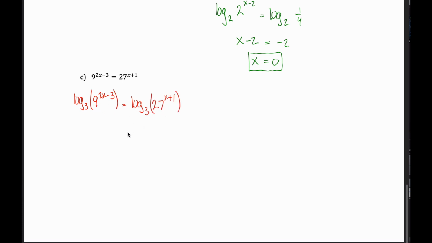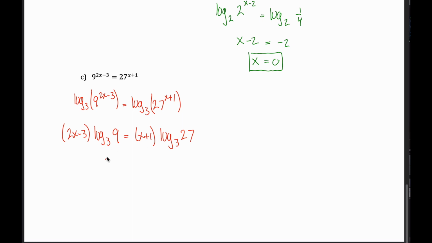By introducing these logs, I can now use my third log rule, which will work out really nicely. This 2x minus 3 can come out of the exponent and become the coefficient on the log base 3 of 9. Similarly, over here, the x plus 1 can come out of the exponent and become a coefficient now on the log base 3 of 27. Be careful, make sure you have the parentheses on each of these. Otherwise, it's just the negative 3 that's getting multiplied by this guy. But really, the entire exponent should get multiplied by this guy. And then by choosing log base 3, these are going to work out really nicely.